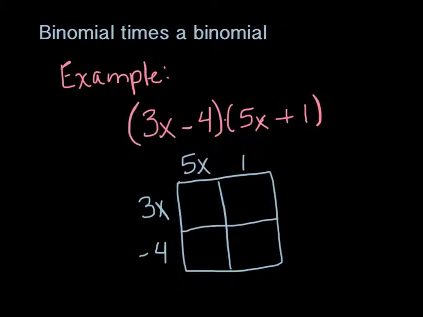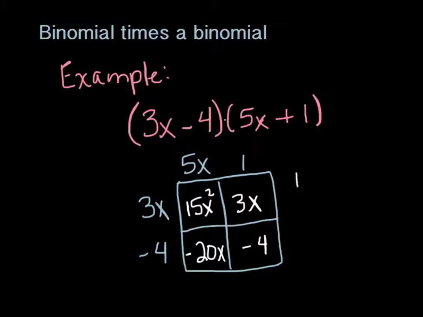So when I multiply them, I get 15x to the second. Don't forget your rules of exponents. Then you're going to take your 3x times your 1 and put your answer right here. So it's going to be 3x. Then you're going to take your negative 4 times 5x, write your answer here because that's where they would meet. And we have negative 20x, and then negative 4 times 1 is negative 4.